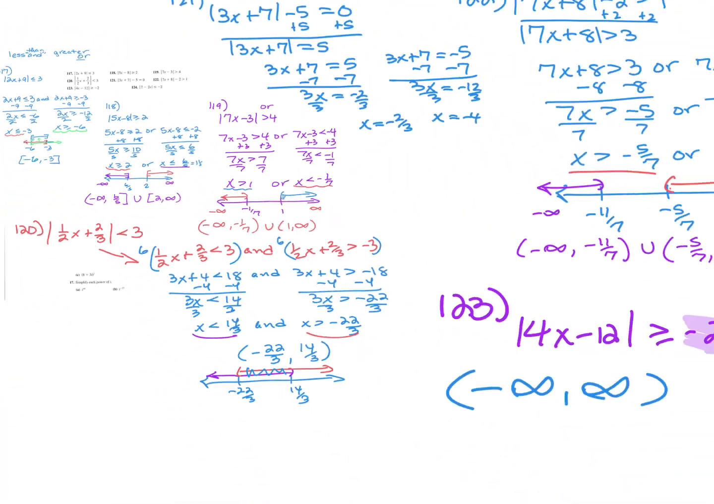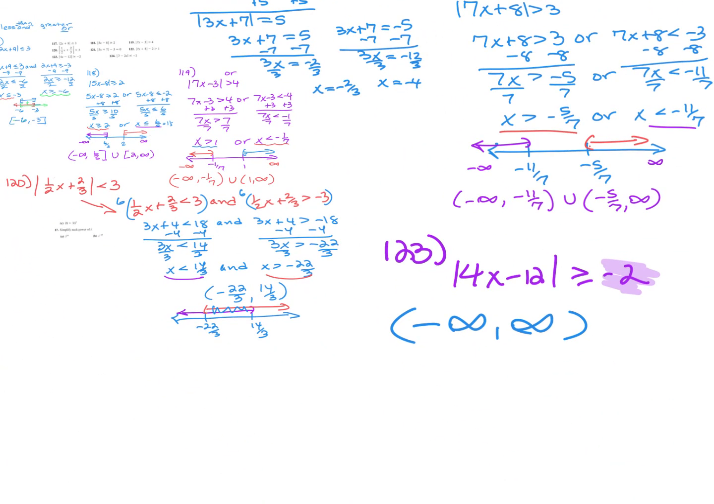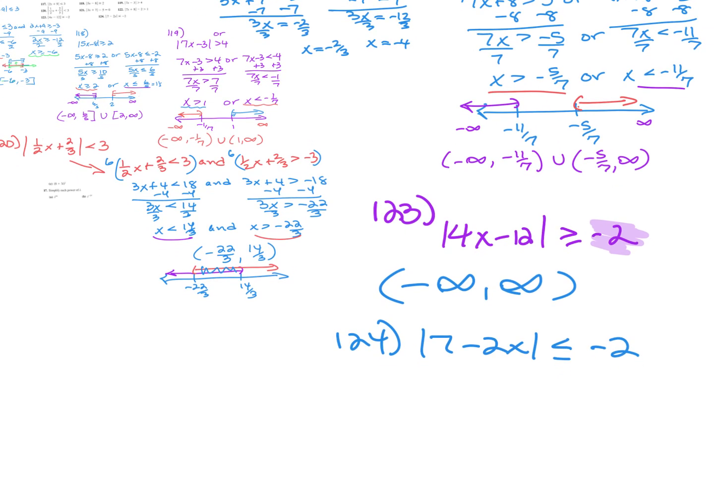Then the next one is 124. So 124, |7 - 2x| <= -2. Again, red flag here. As soon as I see an absolute value is set to be less than or equal to a negative number, this tells me that the answer here is no solution, because I will never get a negative number out of this, and that's what would have to be less than or equal to negative 2.